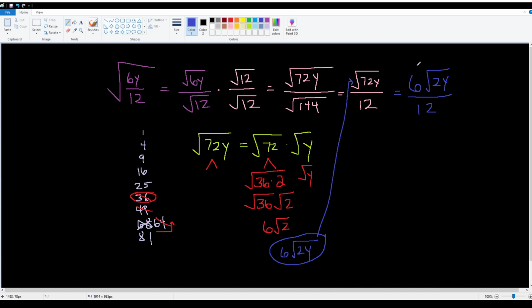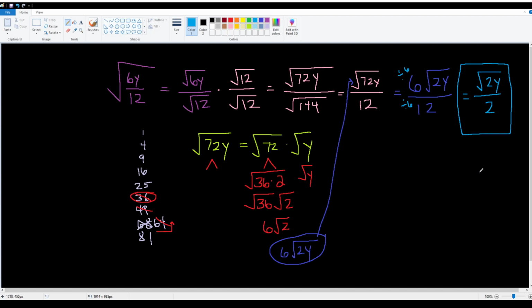But the last thing we have to check is if there's anything else that can simplify. And what I see here is 6 over 12, that can be simplified, right? We can take the 6 and the 12 and divide both of those by 6, which is going to make this just become a 1, so I can just rewrite it as square root of 2y. I don't need to put the 1 in front. And then 6 divided by 12 gives us 2. So my final answer would be square root of 2y over 2.